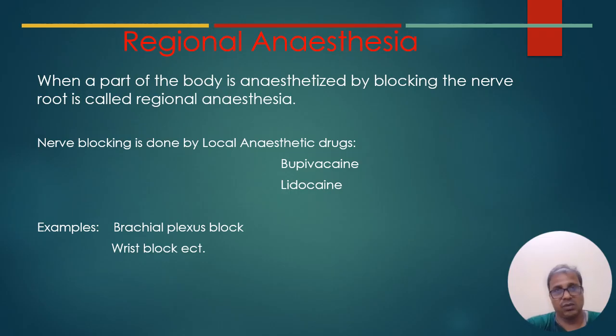What is regional anesthesia? When a part of the body is anesthetized by a local anesthetic drug injected into the nerve root or nearer to the nerve, this is called regional anesthesia. Regional anesthesia is done by local anesthetic drugs also, such as bupivacaine, lidocaine. Now, examples of regional anesthesia are the brachial plexus block, wrist block, popliteal block, and many other blocks.